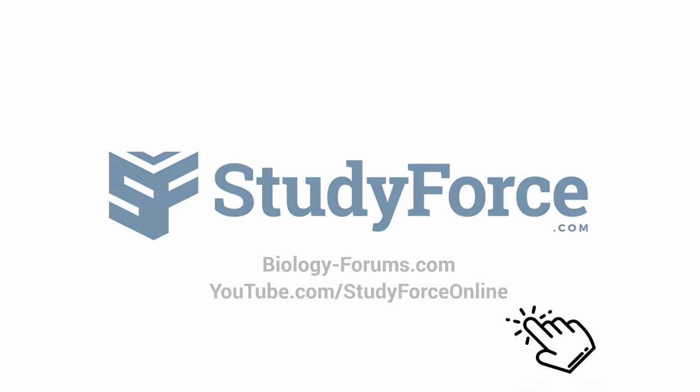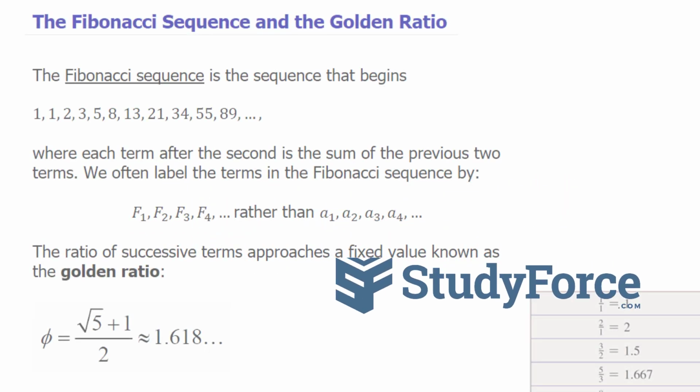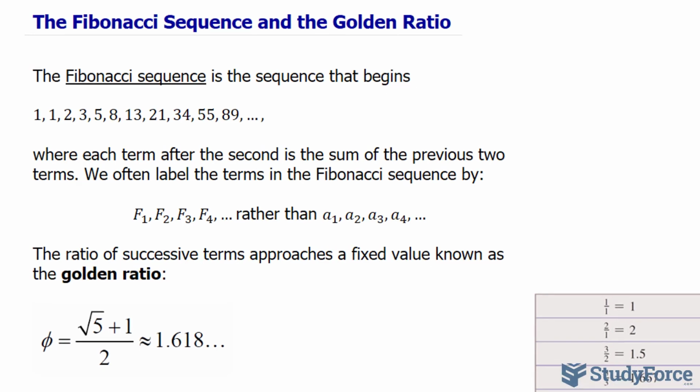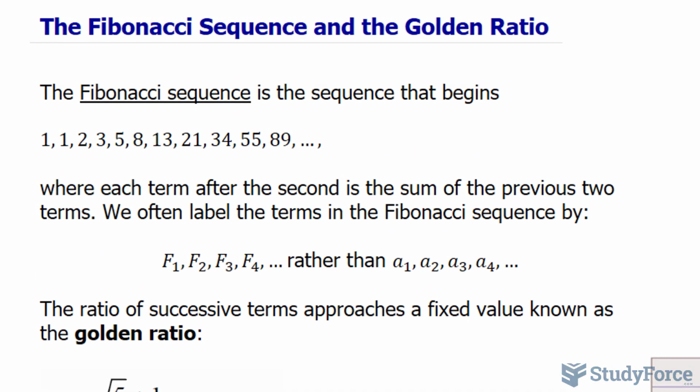In this quick tutorial, we'll discuss the Fibonacci sequence and how it relates to the golden ratio. The Fibonacci sequence is the sequence that begins like this. We have 1, 1, 2, 3, 5, 8, 13, and so on. Just by looking at this, can you see how this sequence is derived?